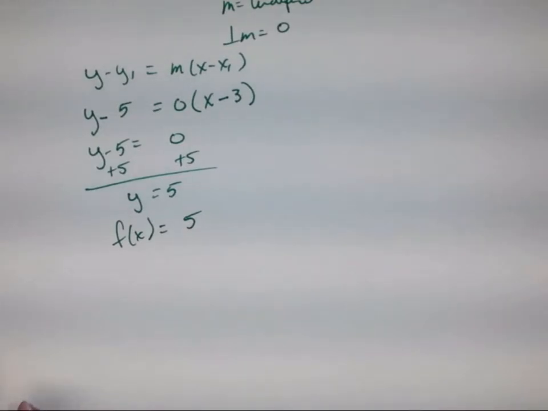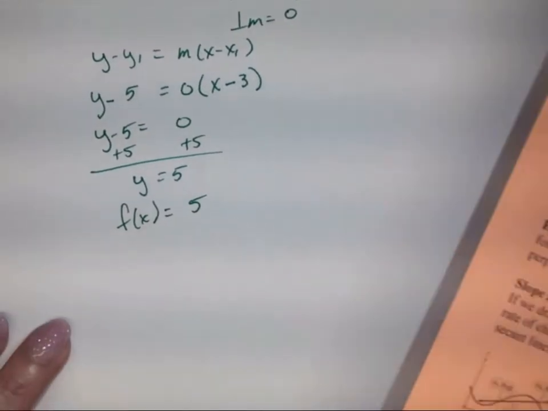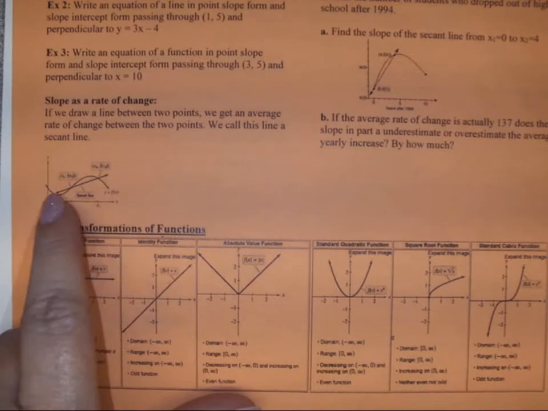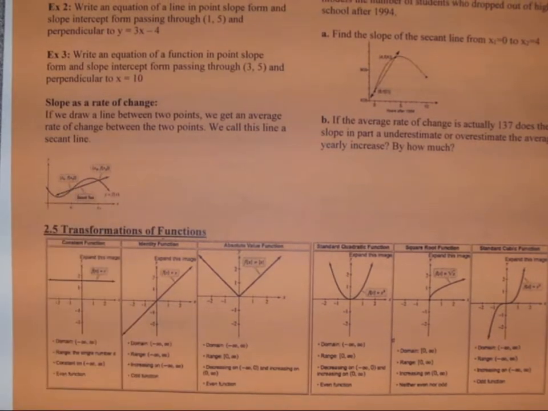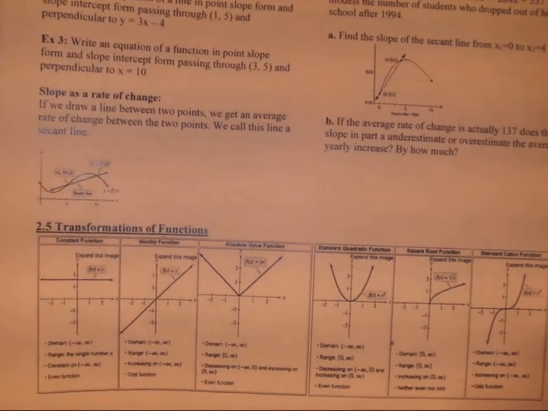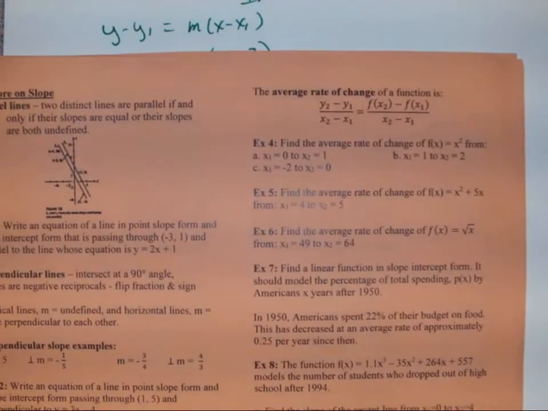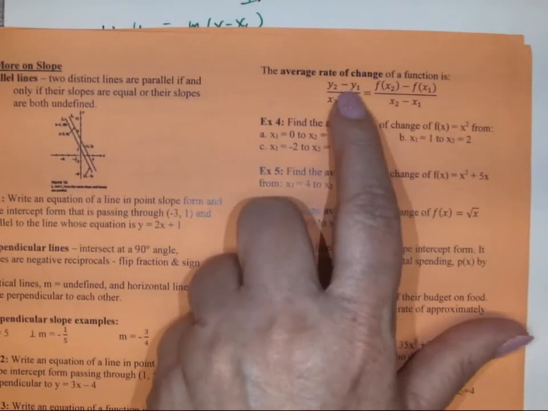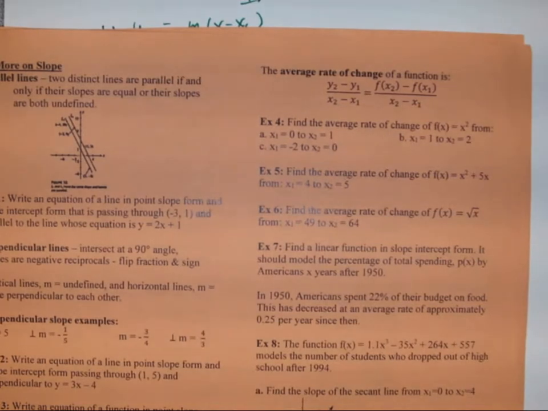So the next thing we're going to look at is slope as a rate of change. If we draw a line between 2 points, we get an average rate of change between the 2 points. We call this line a secant line. So here we can see the secant line, and we've got our 2 points here. What we really need to know is the average rate of change of a function is this. So here's our regular slope formula that we know, so it's just like it.